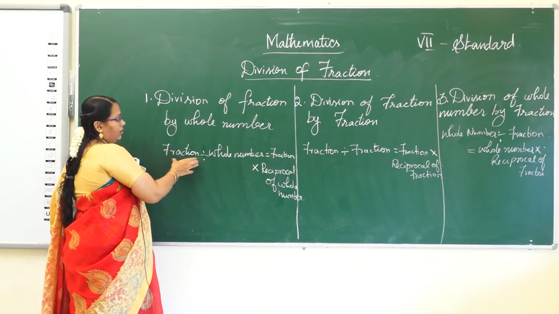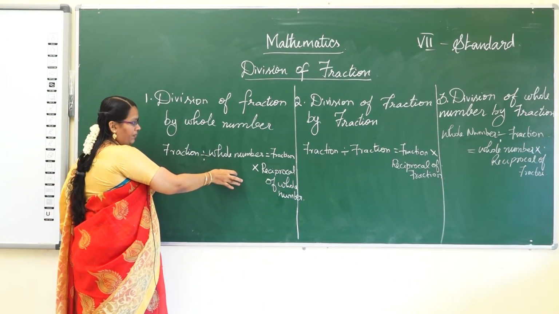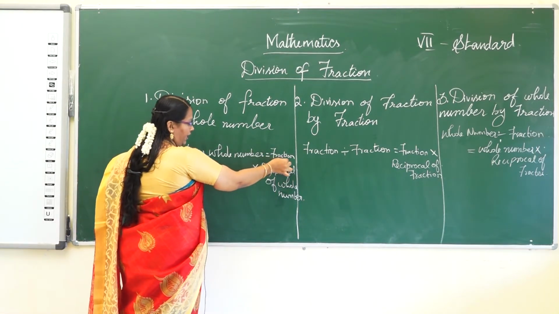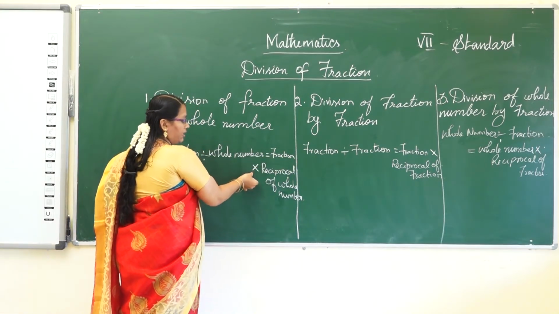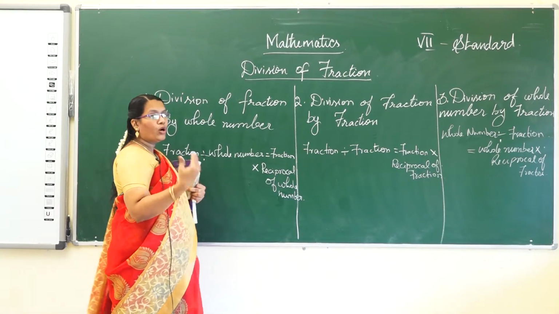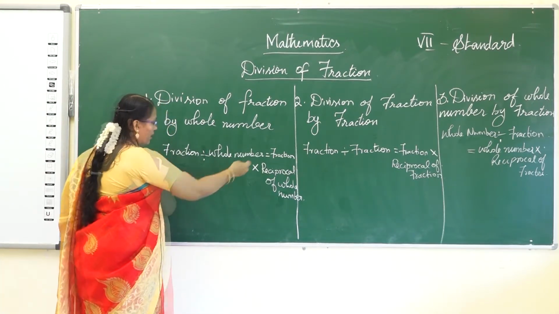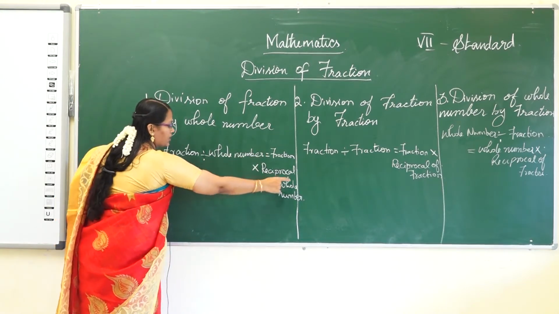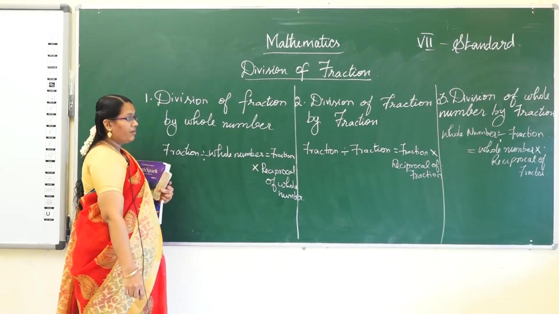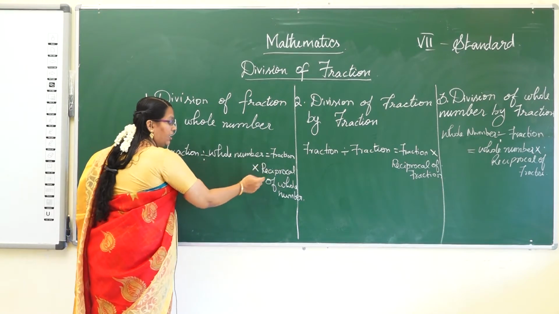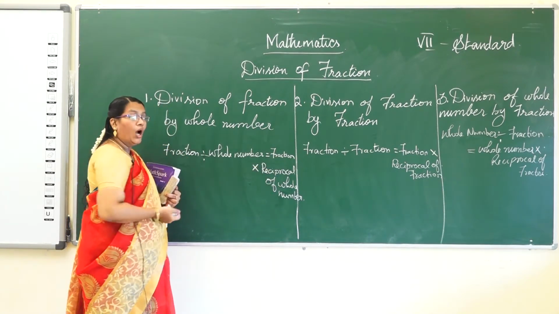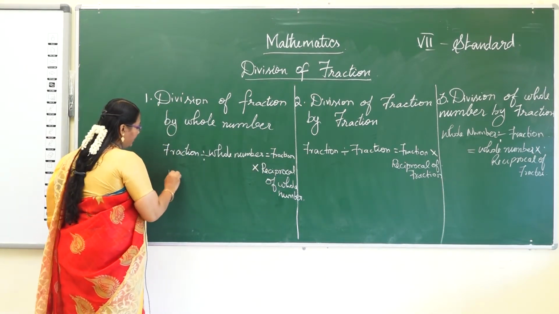A fraction divided by a whole number is written as the fraction multiplied by the reciprocal of the whole number. That is, we multiply the fraction by the reciprocal of the whole number. See the example.